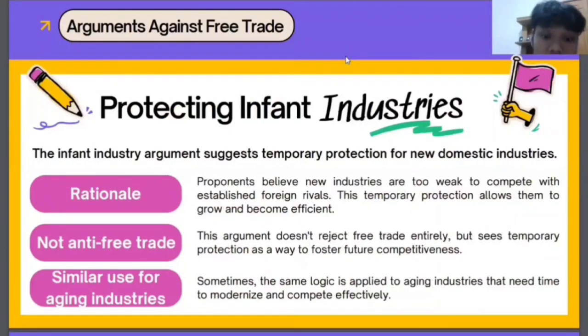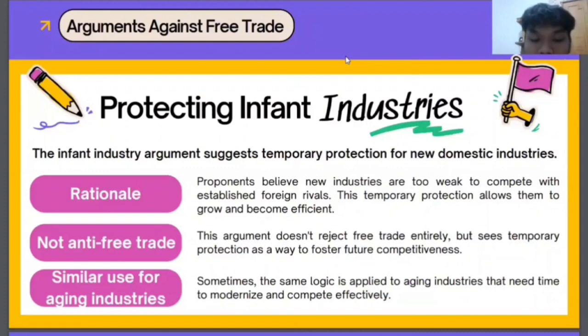The next one is protecting infant industries. The infant industry argument suggests temporary protection for new domestic industries, and this means shielding them from foreign competition through tariffs or trade barriers. This includes the first point, which is rationale.